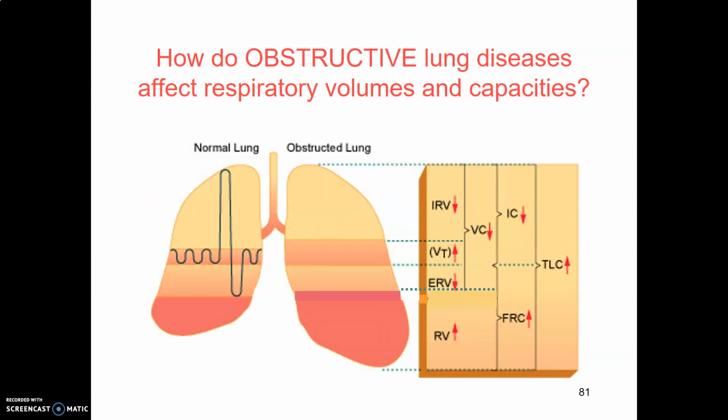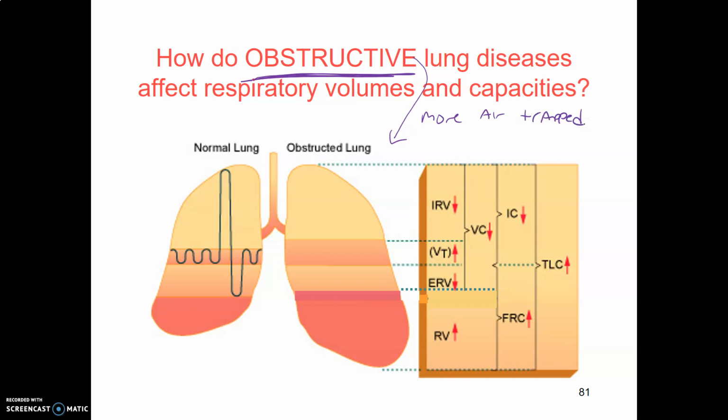Okay, so here is our talk about obstructive versus restrictive lung diseases and how these types of diseases would affect all these volumes and capacities that we just learned about. So let's start with our obstructive diseases. What I want you to notice is obstructive results in more air trapped in the lungs.